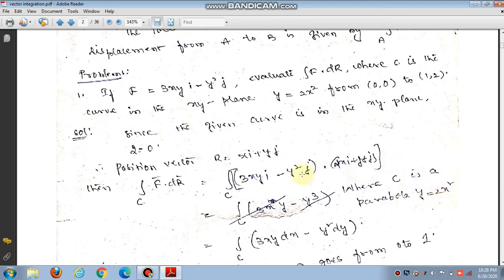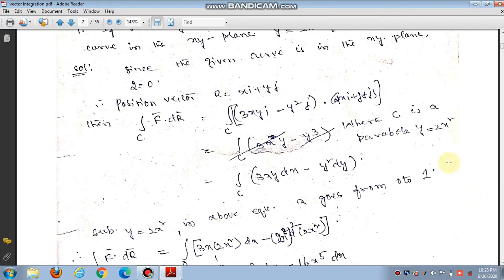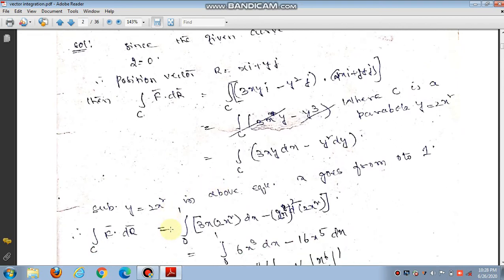Since it is a line integral, we represent the variable y also in terms of x, and then we evaluate with respect to x and write the limits for x. So wherever we have y, we substitute 2x², so that dy becomes 4x dx, and the limits of integration in terms of x are x varies from 0 to 1.